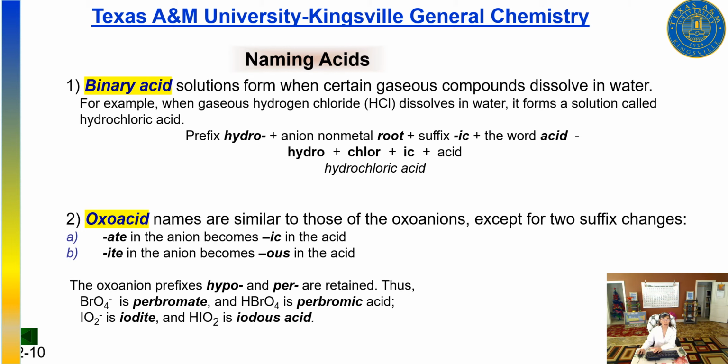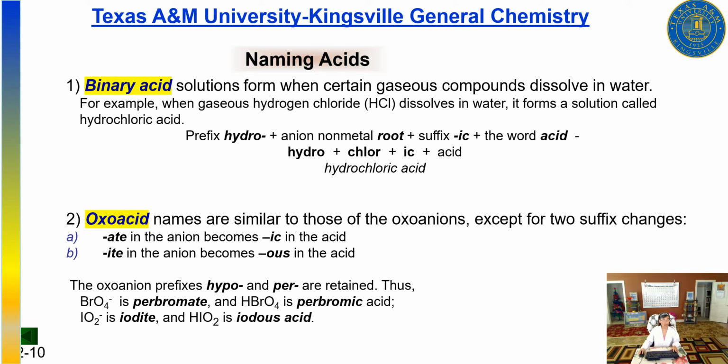The second type of acid is called oxo acid. Those oxo acid names are very similar to the oxo anions, but you do need to change your suffix. For example, if you have ATE, chlorate, you change ATE to IC. Chlorate changes to chloric, followed by the word acid. If you have a prefix per or hypo, maintain these two. So ITE, if you have chlorite, change ITE to OUS. Chlorite, chlorous acid.